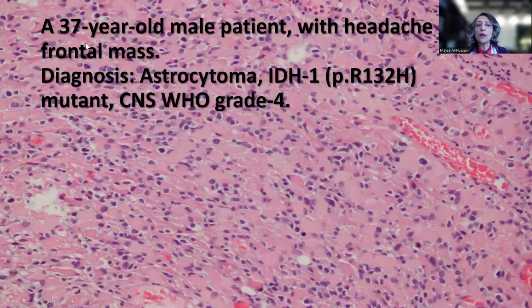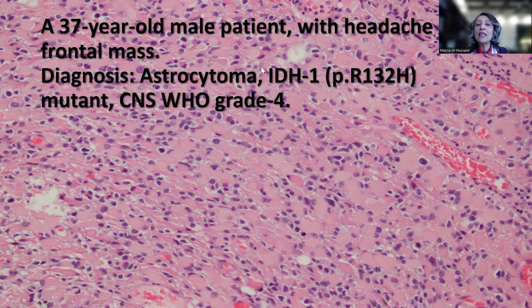So put together the diagnosis as per the new WHO, the 2021 WHO classification of central nervous system tumors. This is considered to be astrocytoma, IDH-1, and this is the way we write it, P, meaning protein, R132H. This is where the mutation occurred, the mutant. Then CNS WHO grade 4.